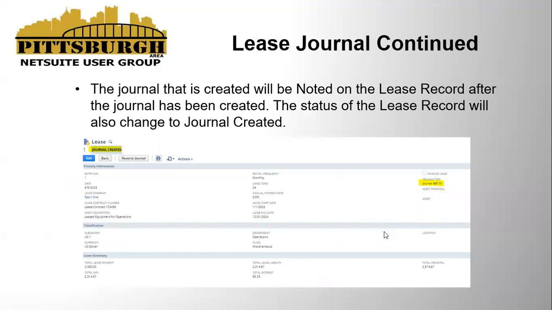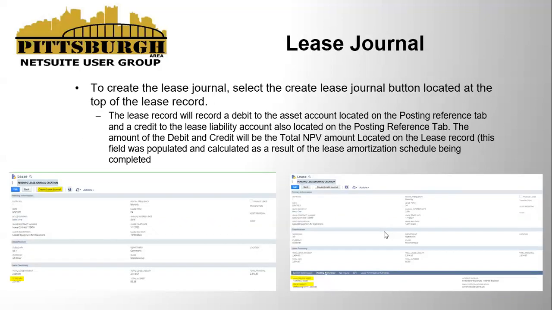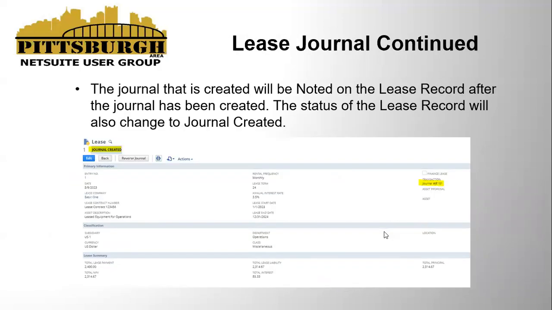Once that journal is created, the status will change from pending lease journal creation to journal created. The journal created as a result is tagged on the lease record in and of its own under the transaction field I highlighted on the right. So there is a reference back to the RU asset debit and the lease liability credit that are created from this lease record itself.